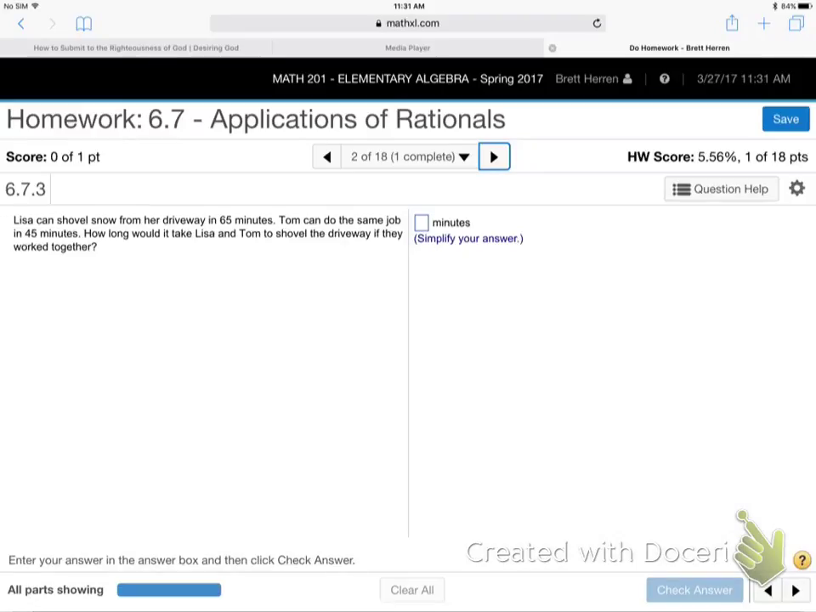So Lisa can shovel snow from her driveway in 65 minutes. Tom can do the same job in 45. How long would it take Lisa and Tom to shovel together? Same thing. What's the formula we use for working together problems? 1 over A plus 1 over B. Yeah. Just put this on your 3x5 card, right? It's always like that. 1 over A, 1 over B, 1 over together. And you know the right side's going to be 1 over x.